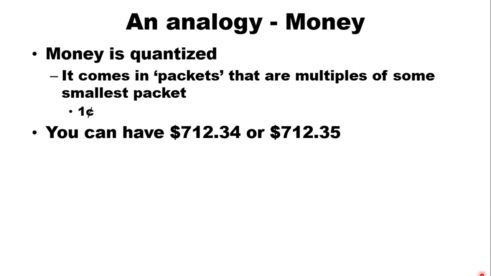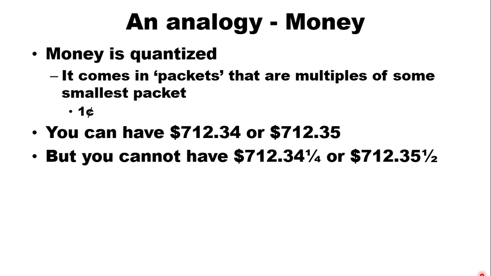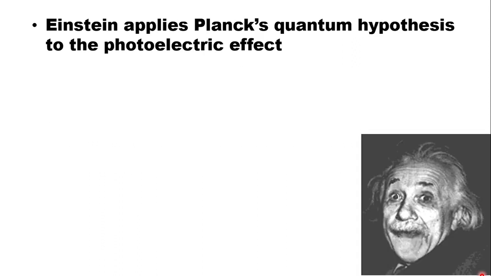And so you can have, say, $712.34 or $712.35, but you can never have anything in between, because the smallest possible packet of money is 1 penny, 1 cent. And quantum theory suggests the same thing about energy, that energy comes in packets and the smallest packet is related to Planck's constant.